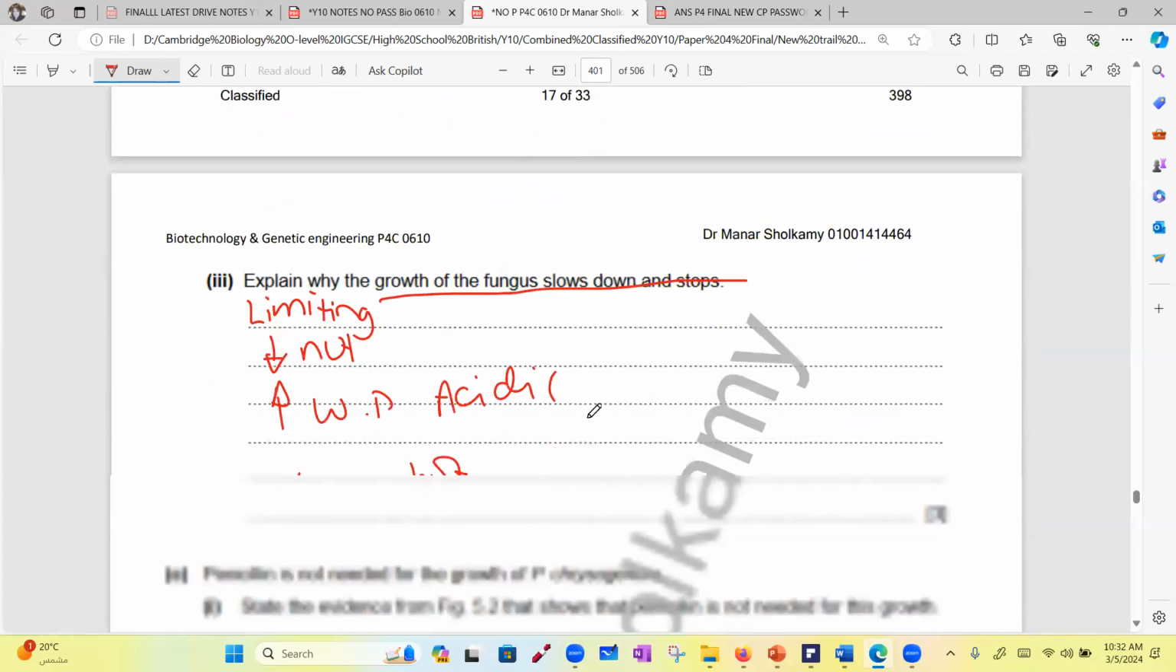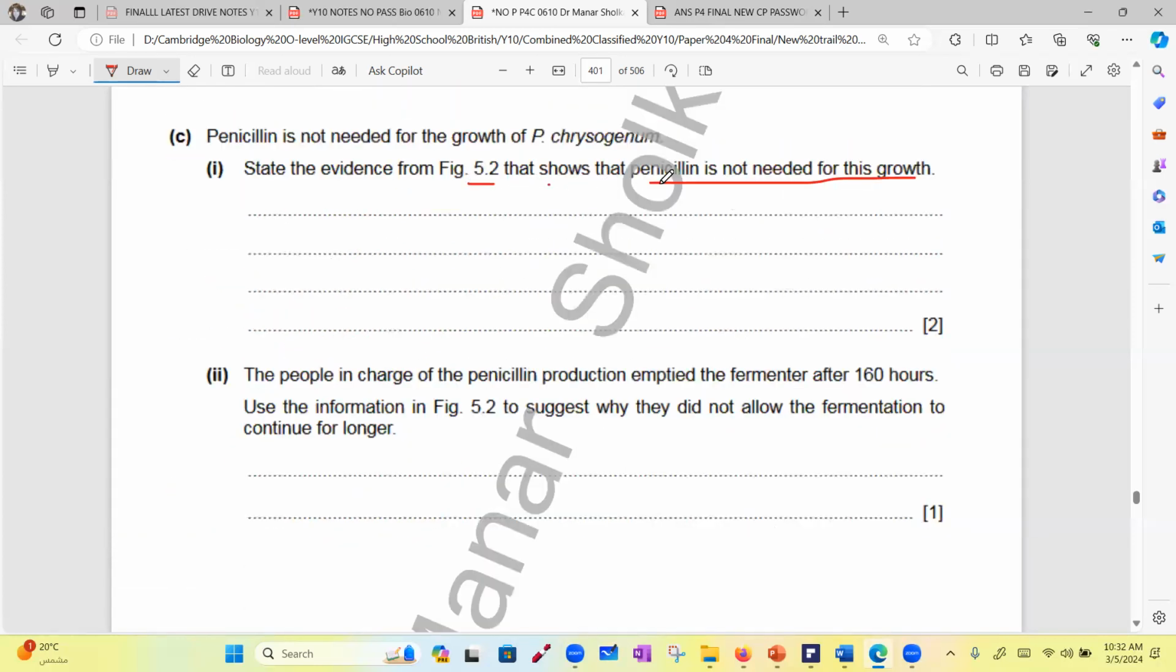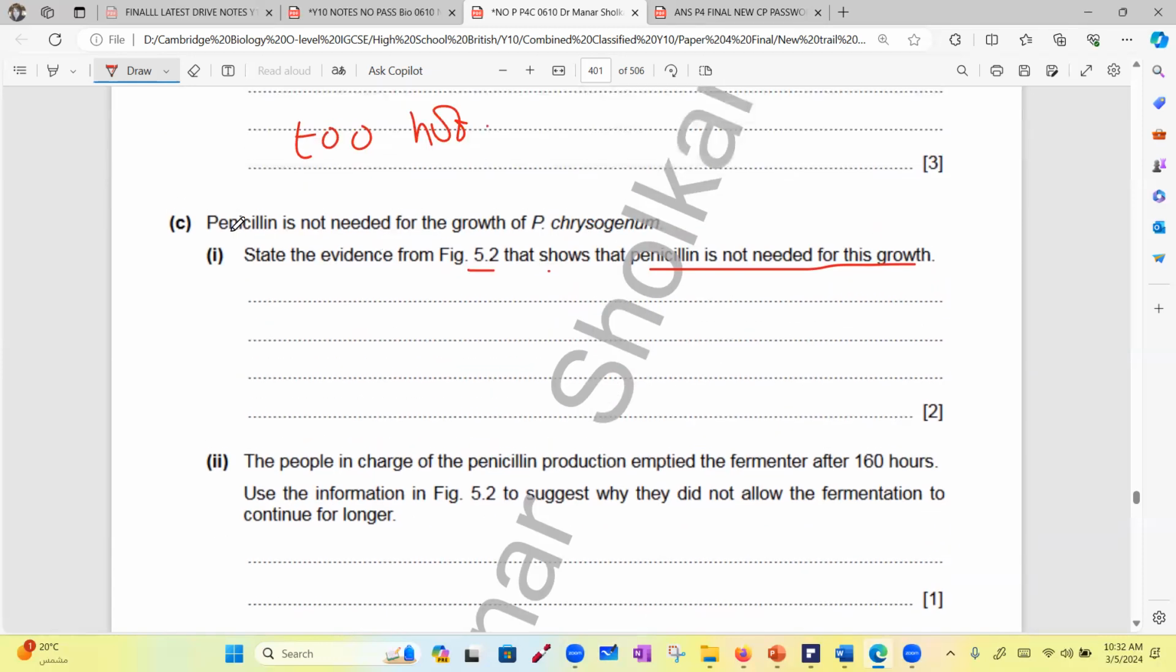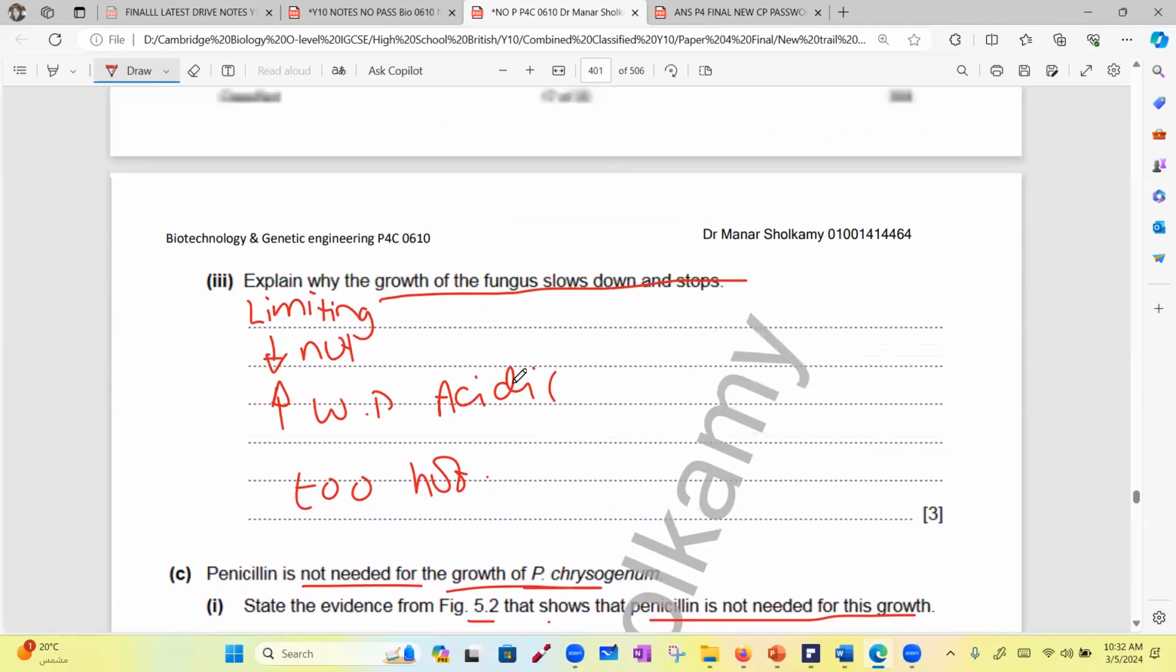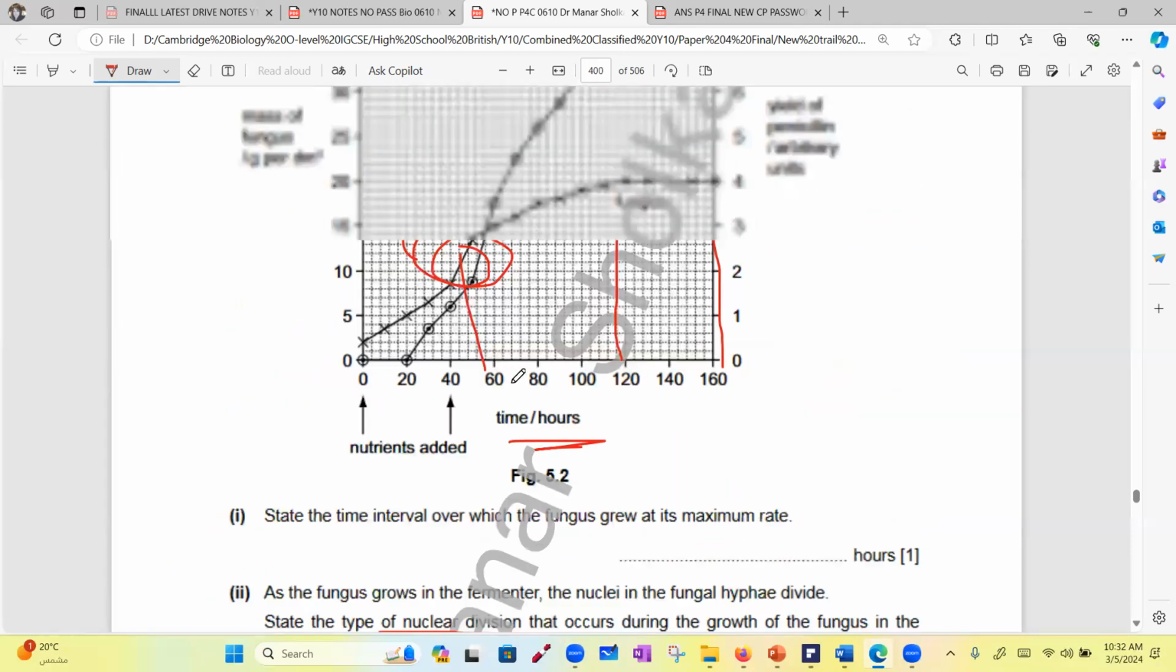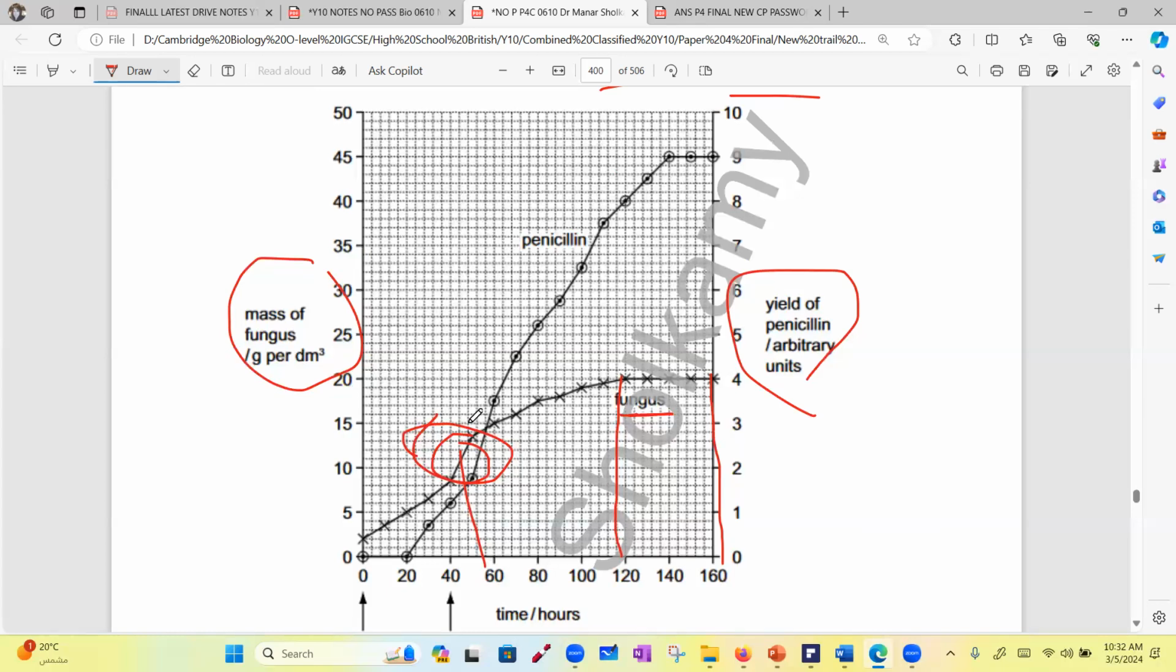Let's read the question. State the evidence that shows that the penicillin is not needed for this growth. Penicillin is not needed for the growth of the... The penicillin is not needed for the growth. The fungus here is growing without the penicillin. Okay, so what is the P thing?